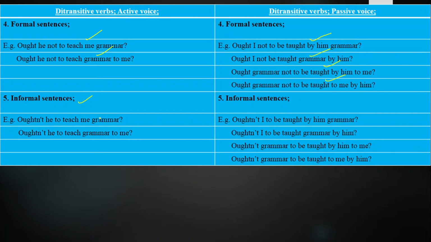So oughtn't he to teach me grammar? Oughtn't he to teach grammar to me? Oughtn't I to be taught by him grammar? Oughtn't I to be taught grammar by him?